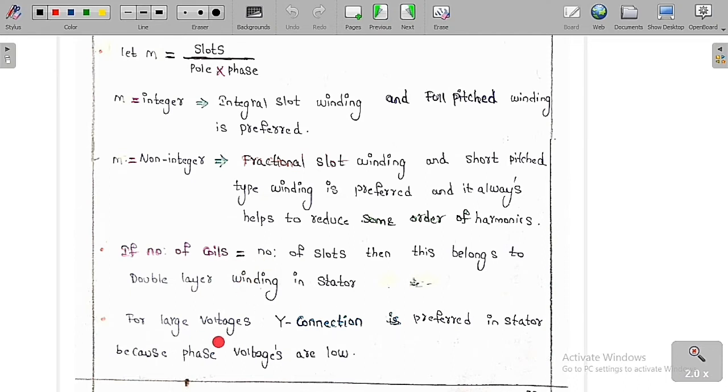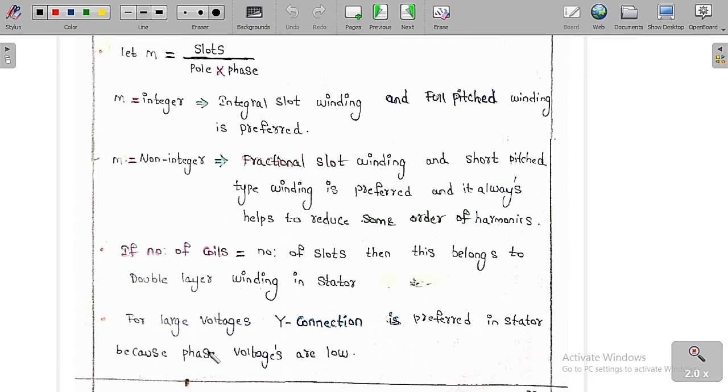For large voltages, star connection is preferred in the stator because phase voltage is always low. If you want a high line voltage, then phase voltage is always less in a star connection, because line voltage is equal to √3 into phase voltage. So phase voltage is equal to line voltage by √3.